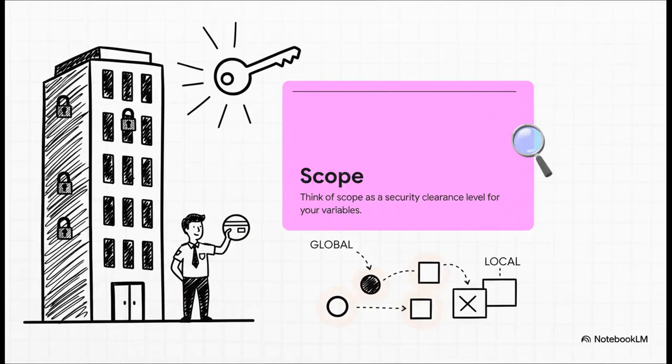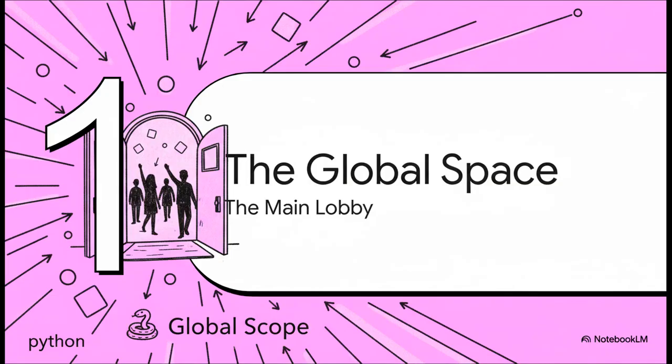Okay, so to really get this, let's use a little metaphor. I want you to picture your code as a big office building. In this building, scope is basically the security clearance level for your variables. Some variables have an all-access pass. They can go anywhere. Others, they're stuck inside one single room. And getting a handle on these clearance levels, that's the secret to writing code that actually does what you think it's going to do. So let's start in the most public area of our building, the main lobby.